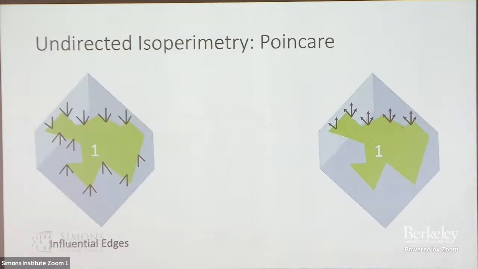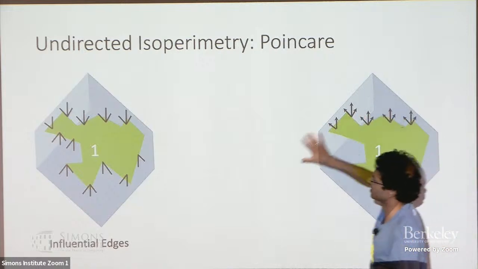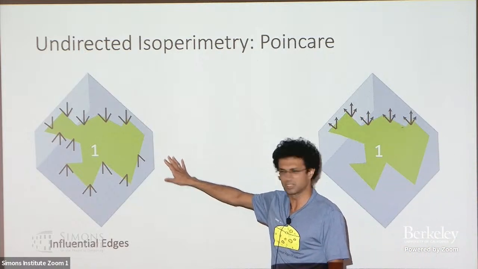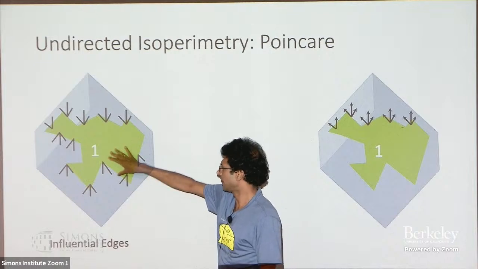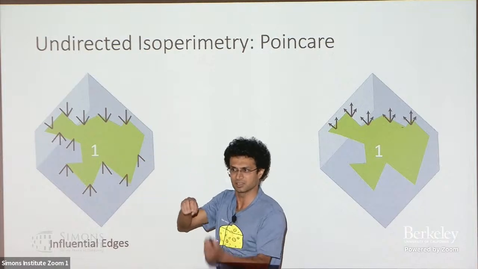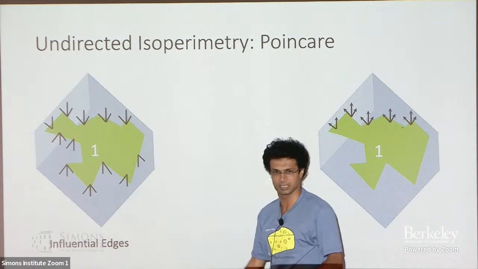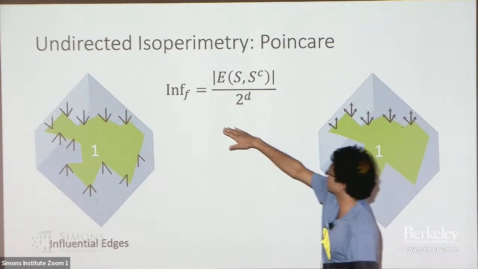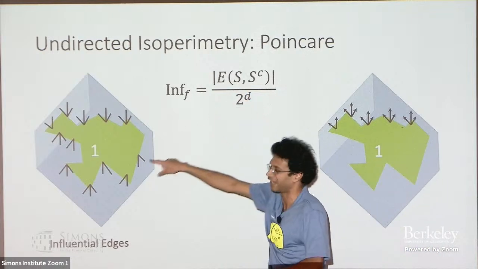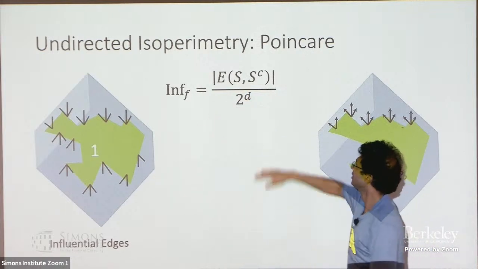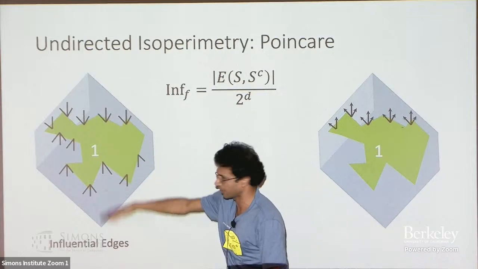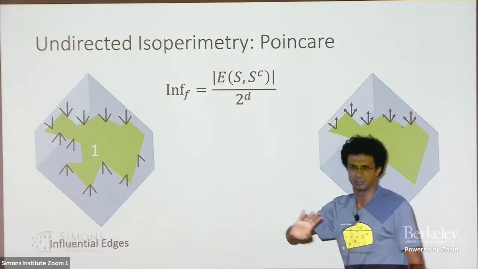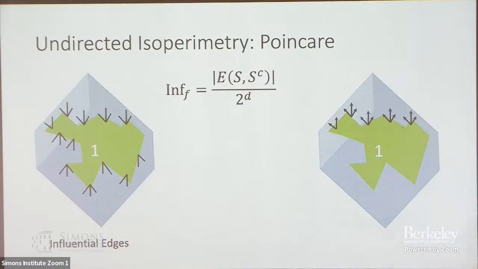Okay, so let me now connect it to something that we're more familiar with. Let's just ignore direction and look at the undirected case. You just have some subset of the hypercube, and you look at the edges that go from the set and leave the set. That's the boundary, right? Those are the influential edges. So the classic definition of influence of a function, where S is the subset of ones and f is the function, I'm kind of abusing notation, is the number of edges that go from the set to the complement divided by 2 to the d. And this is the classic notion of the influence of a Boolean function.